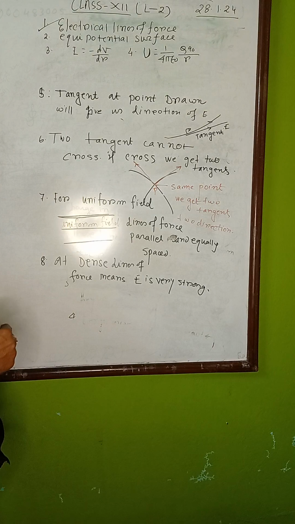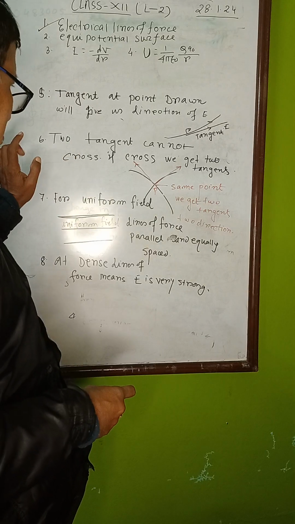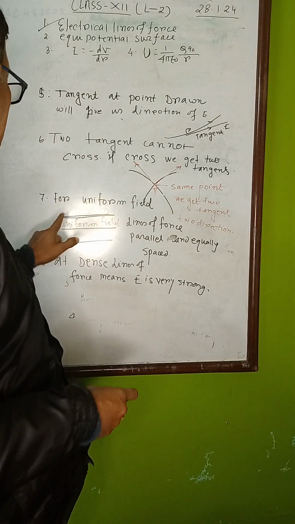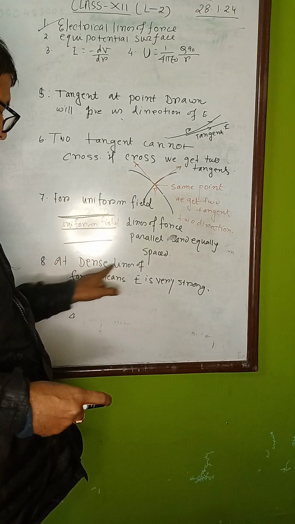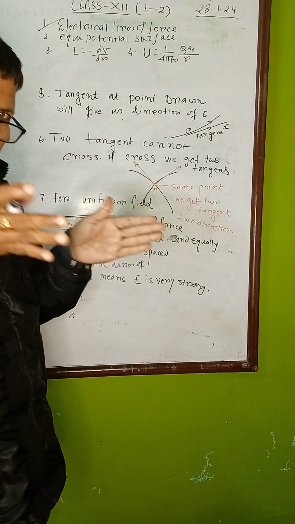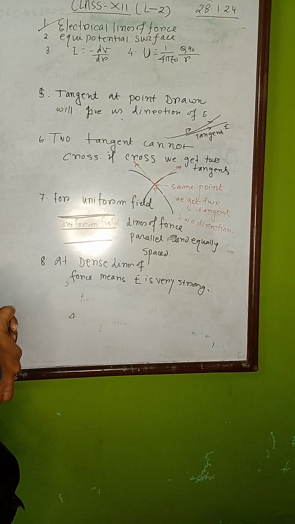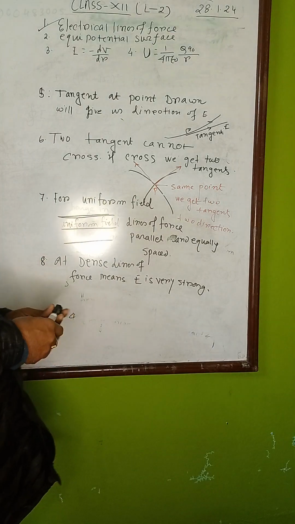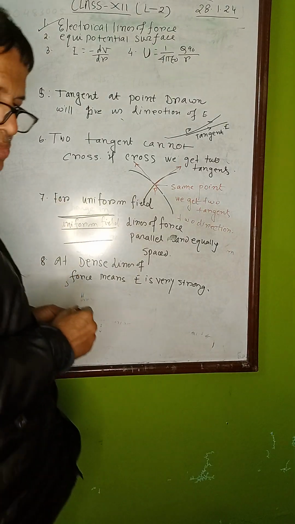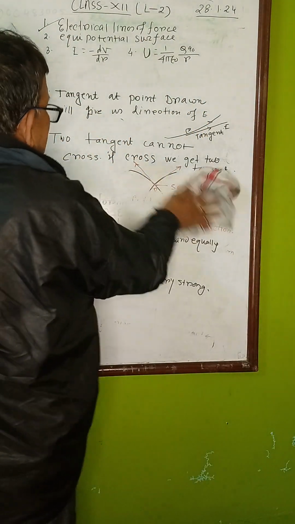These are the properties we discussed. Tangent at any point drawn will give the direction of electric field. Two tangents cannot cross. For uniform field these are parallel. At dense lines of force, where the lines of force are very close, the electric field is very strong. Now children, these are the basic properties of lines of force, and the last property that I am going to discuss with you.